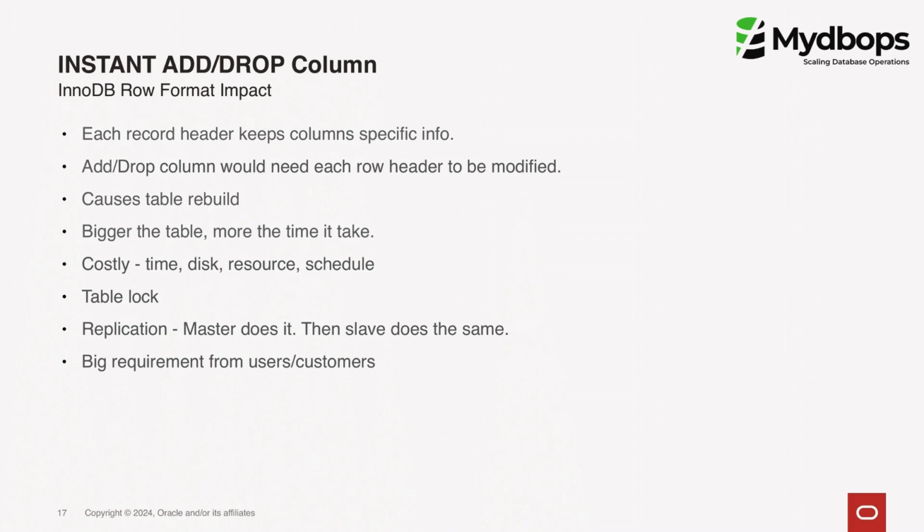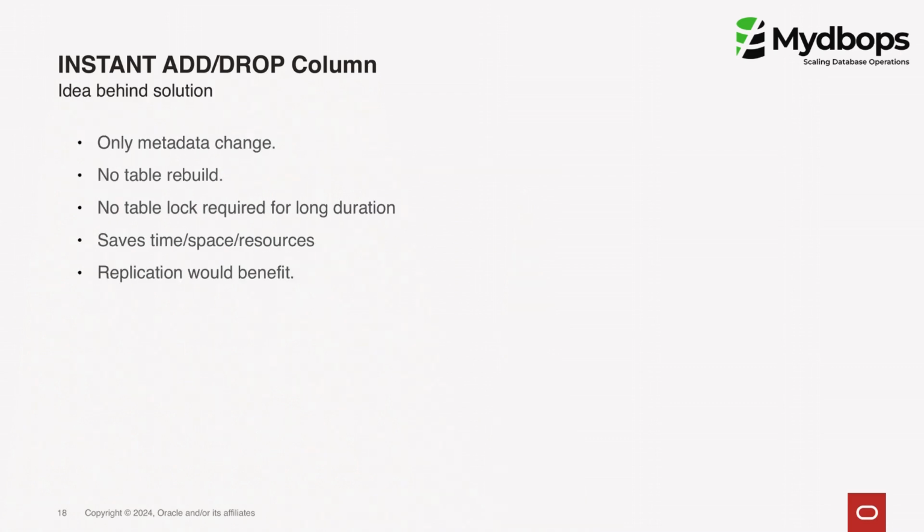Let's say it takes X amount of time. It goes to the slave. Again, it takes X amount of time. So that's a big requirement, or big ask, from the customers. Is it possible to reduce this?